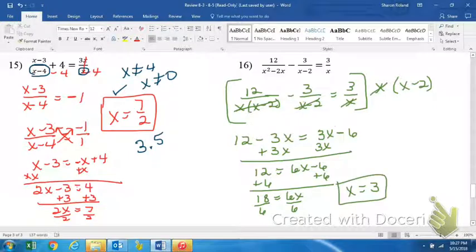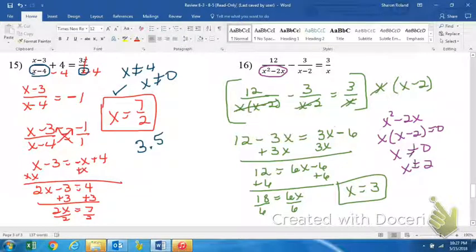Okay, let's go back and check for extraneous solutions. What would make this equal to 0 would be x squared minus 2x. An x factors out, which is going to give us exactly what we already got. So we have x is 0 and x is 2, and that's what x cannot be. So that would be 2 and that would be 0. X can't be either of those numbers. We got x to be 3. We have no extraneous solution.